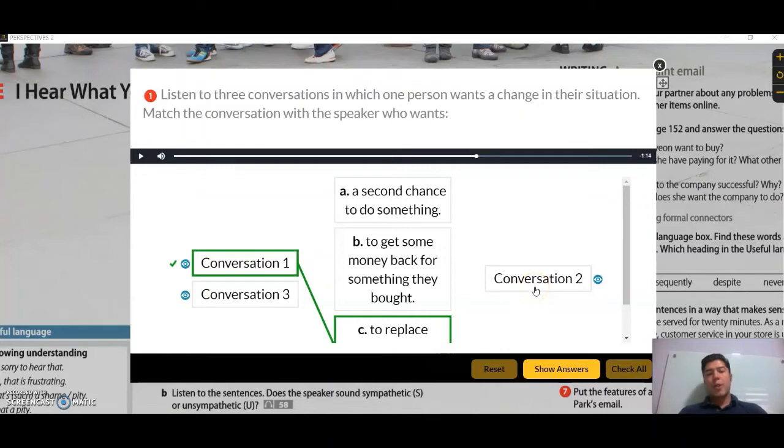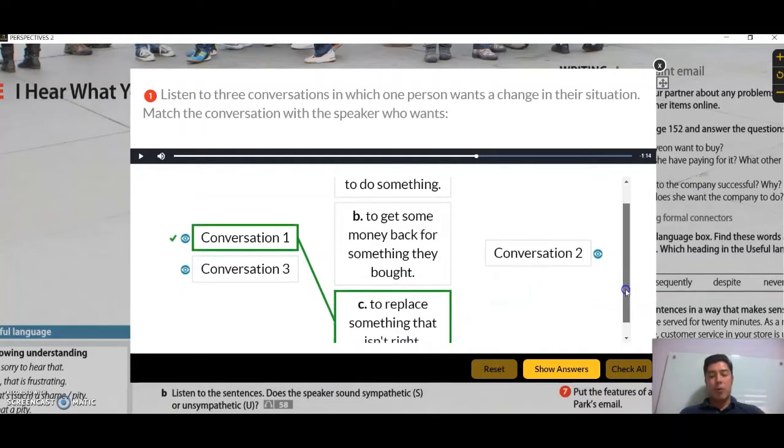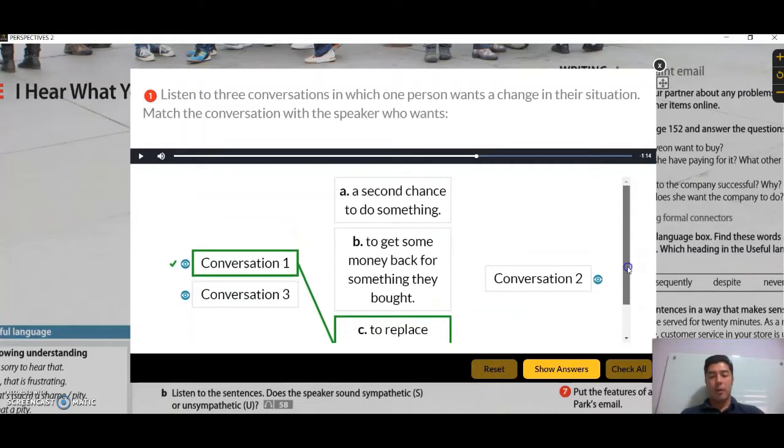So on conversation 2, it mentions a guy who bought a ticket 3 times more expensive than usual. So what would be the answer? A, a second chance to do something, or B, to get some money back for something they bought. He asked the operator for the return of his money. So what would be the answer? Let's check it. To get some money back for something they bought. Yes, it's very obvious. So now let's check the last conversation, number 3.